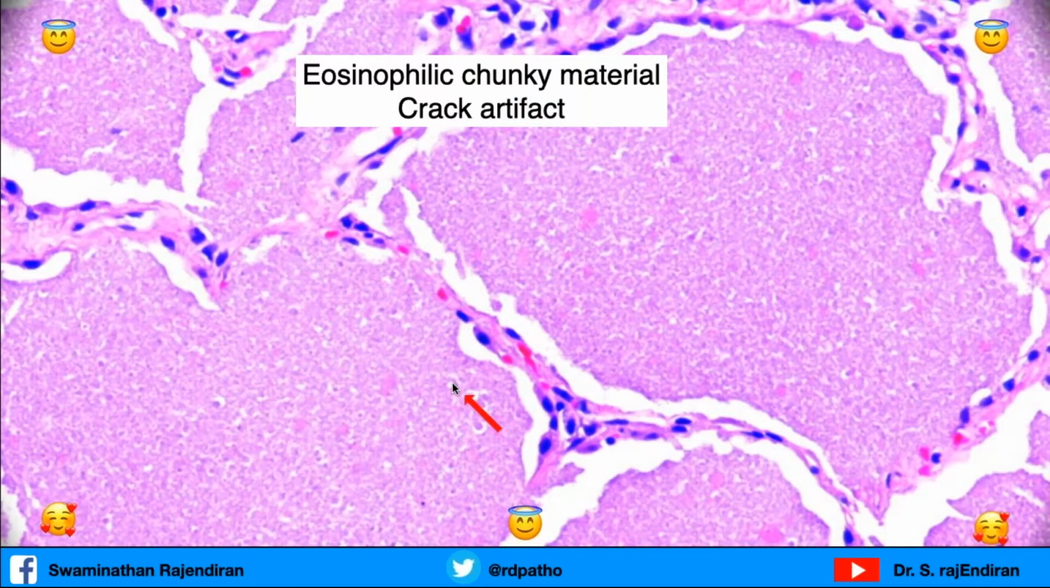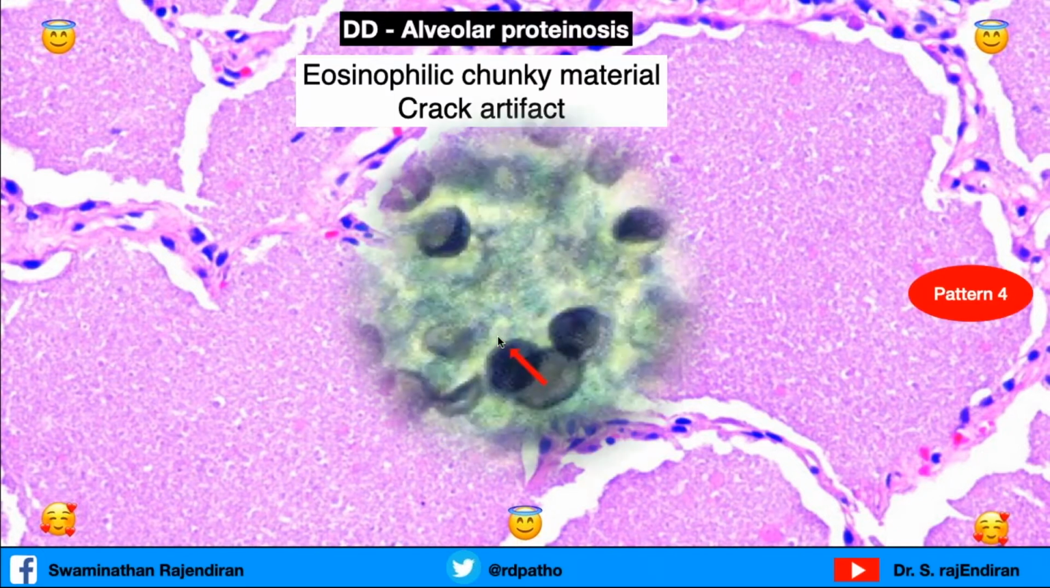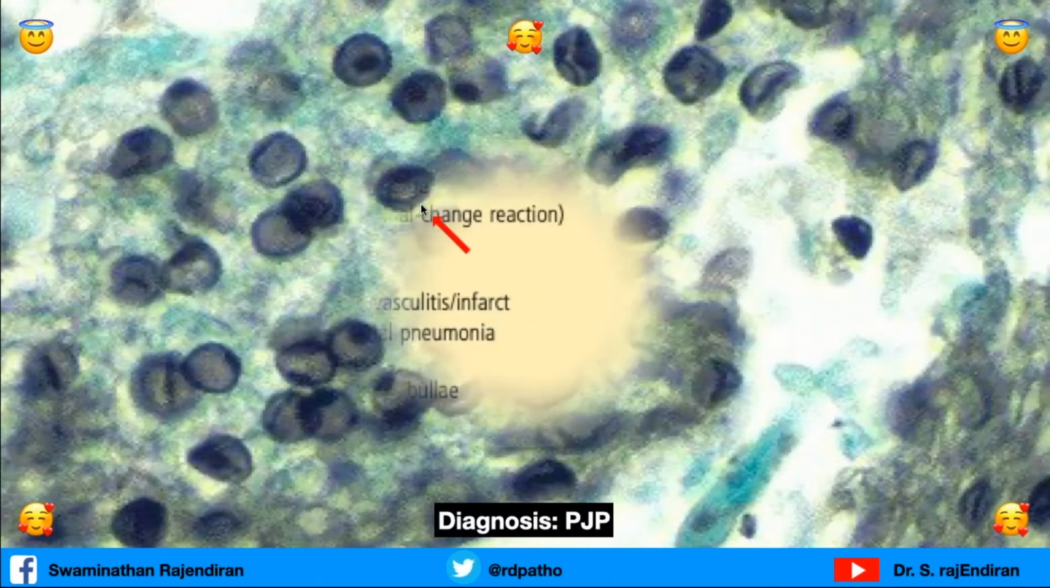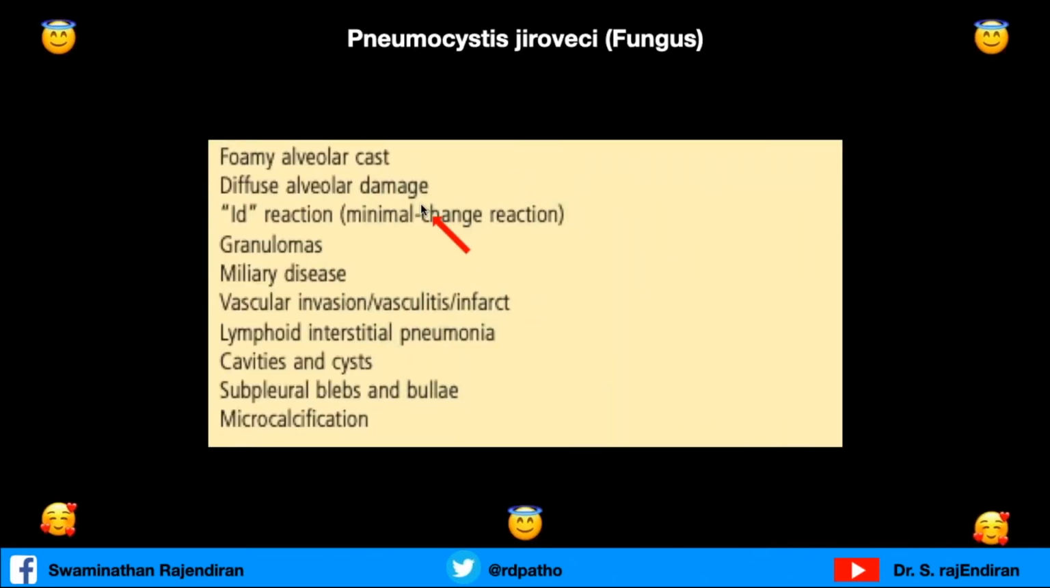When you see the expanded alveoli completely filled up with material, and you see the chunky material, and this is what I told, a cracking artifact, this is a picture of alveolar proteinosis. Whereas in our case, you can see the nice organisms in the silver stain. So this is PJP, what I call pneumocystis jirovecii pneumonia.